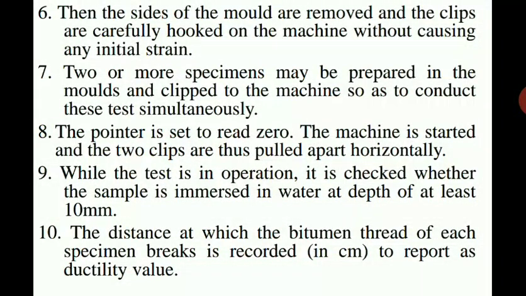And here the distance at which the bitumen thread of each specimen breaks is recorded in a report as the ductility value. So here the ductility value is very simple. You need to switch on the machine, and then at a certain distance, that thin film of bitumen is going to be cut. So you need to measure that distance from the initial point to the final point. That particular value only we can call the ductility value, right?